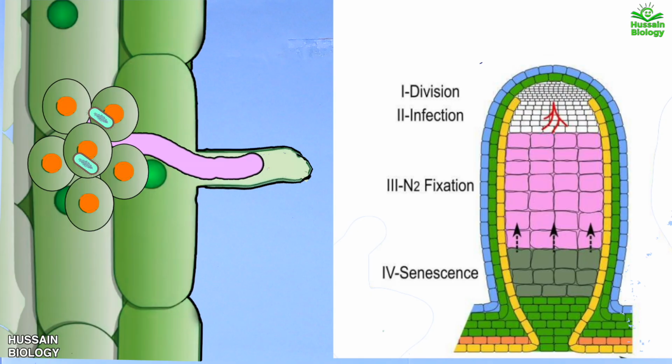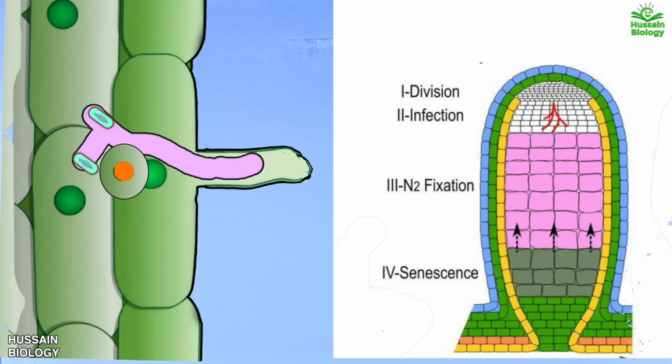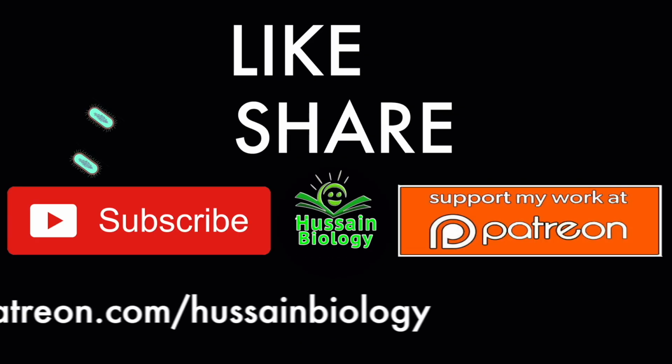And finally, through this symbiotic relationship, the plant provides a home and nutrients to the bacteria, while the bacteroids convert atmospheric nitrogen into a form that plant can use for growth. This incredible process ensures the plant gets the nitrogen it needs to thrive even in the nutrient-poor soils. So this is all about nodule formation and nitrogen fixation, a perfect example of nature's cooperation.